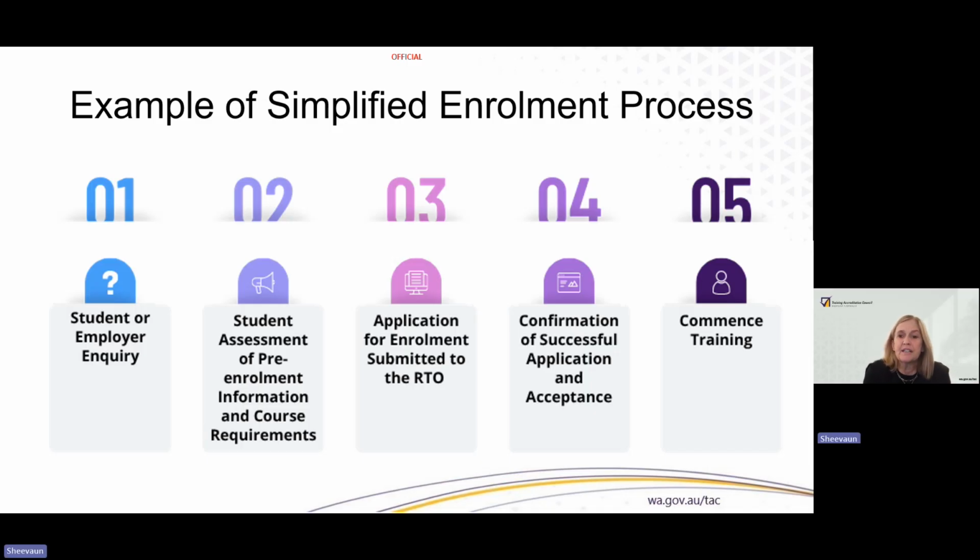Step five in the process is about the student being equipped with all the information that they need in order to start the training. But in addition to that, they should also know which support is available to help them.